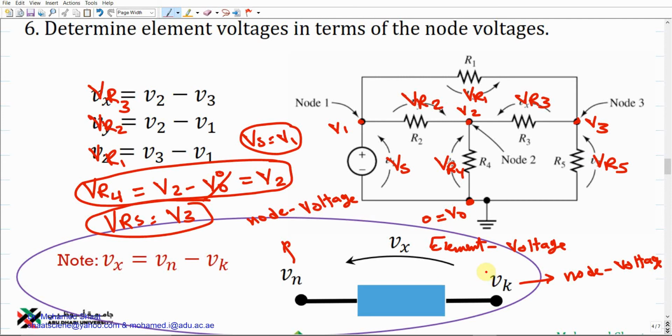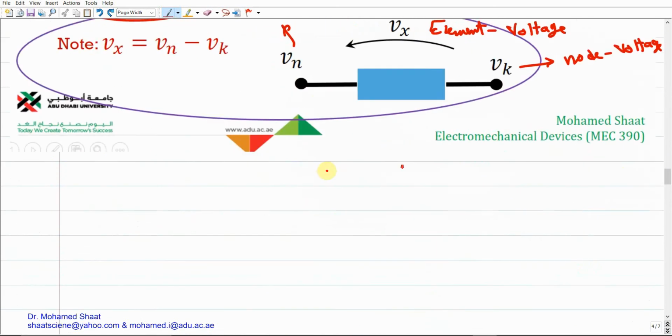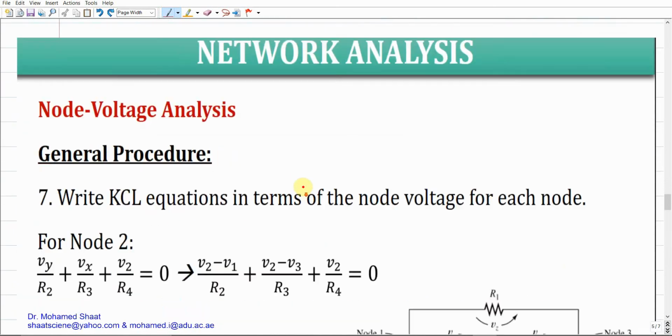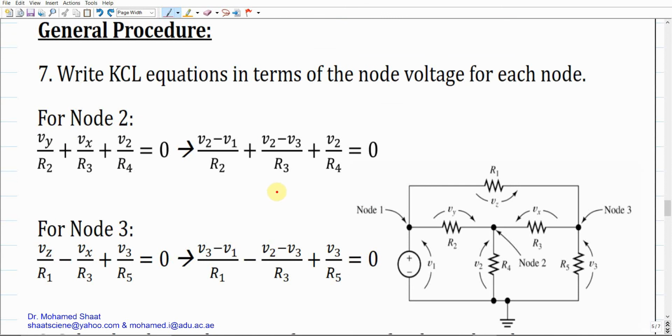Make sense? So this is step 6, which is just to determine the element voltages in terms of the node voltages. This is very simple. Then you can move to the next step, step 7. We're almost there; we still have just two steps, step 7 and step 8. Step 7 is just to write Kirchhoff current law in terms of the node voltages for every node.